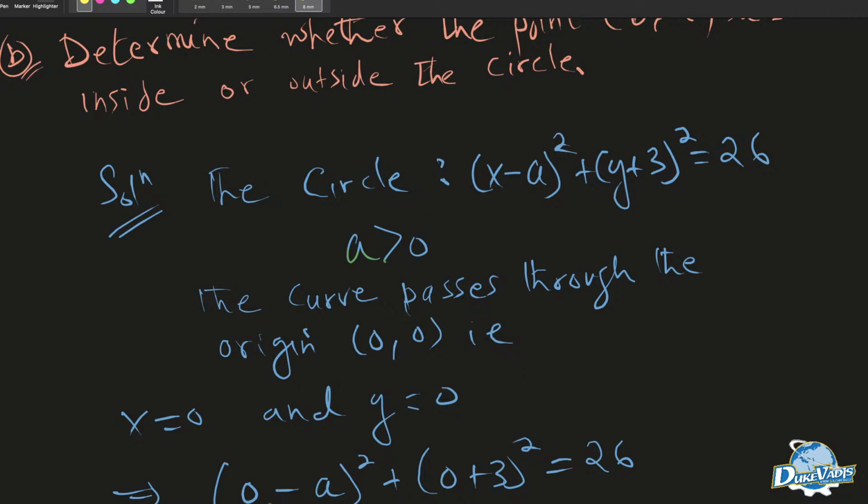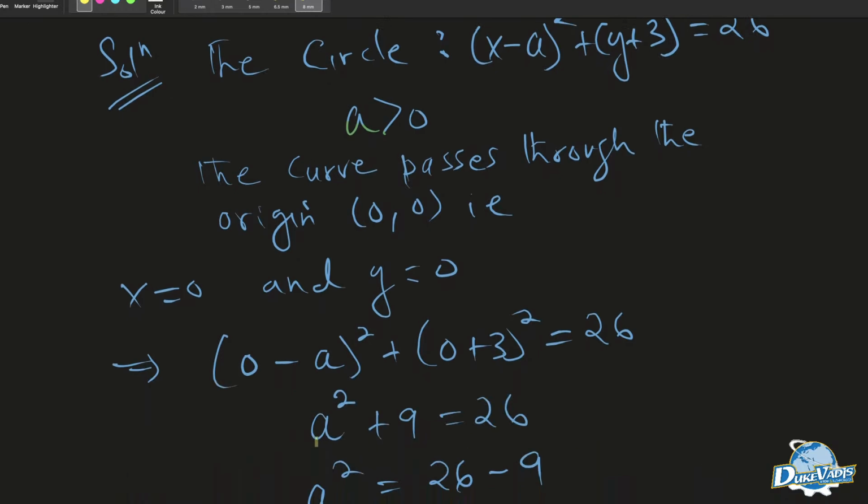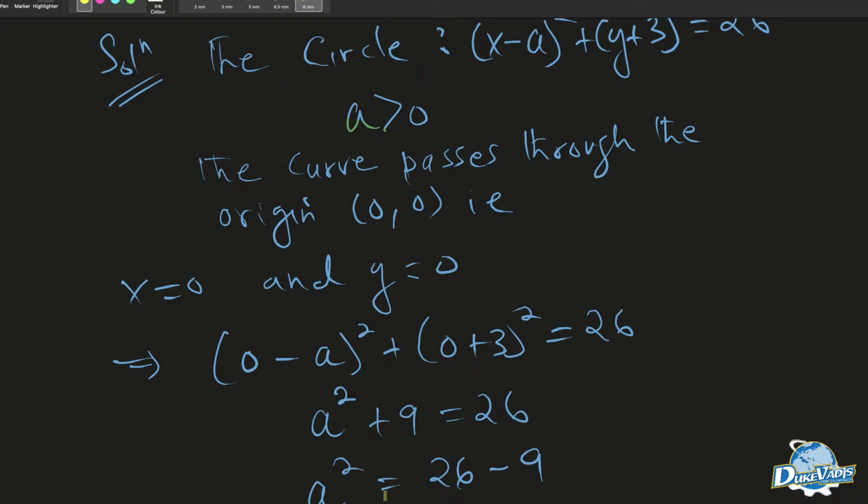So we have (0 − a)² + (0 + 3)² = 26. Now, if we do that, we have a² + 9 = 26. So when we solve, we see that a is going to be the square root of 17, which is awesome. So we've got the value of a.